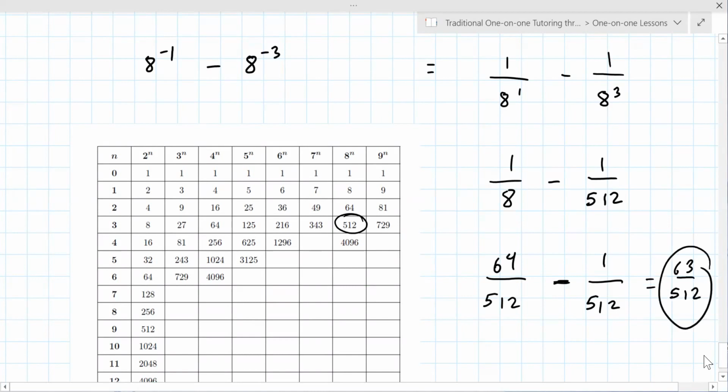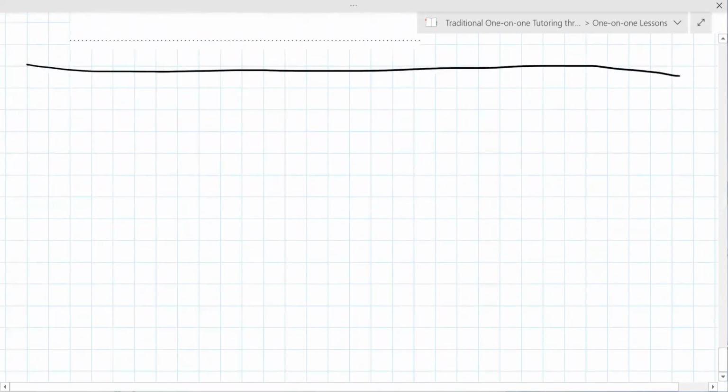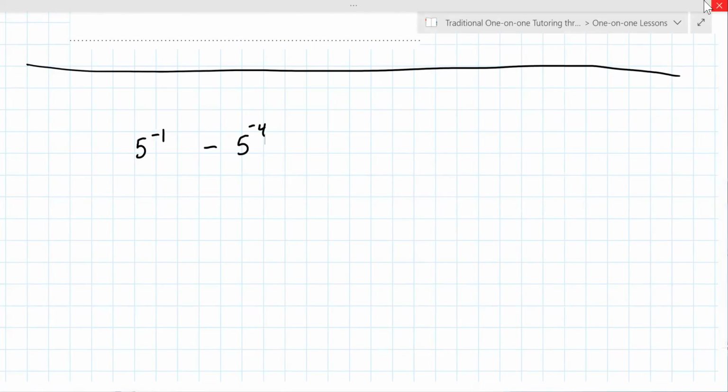Yes. Okay. Let's see if you can do one all the way through here. And this will probably be our last problem today. I can sense that maybe you're a little bit tired, to be expected from all the school you've been doing over the years. So let's go back here. Let's go 5 to the -1 minus 5 to the -4, sorry.